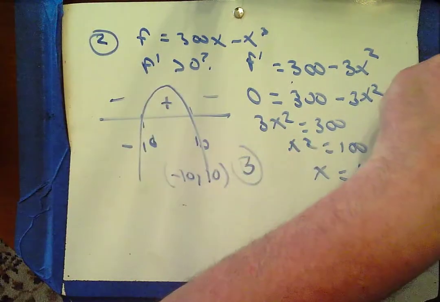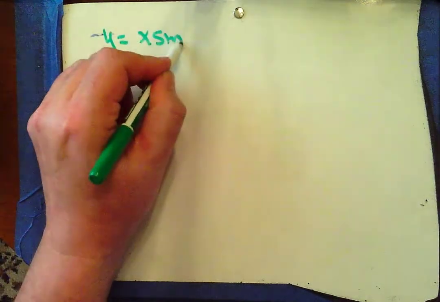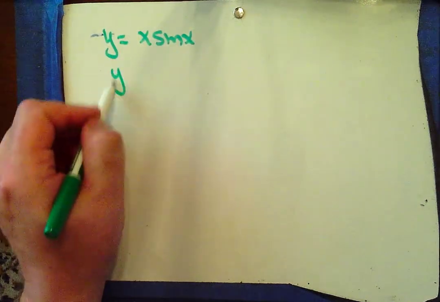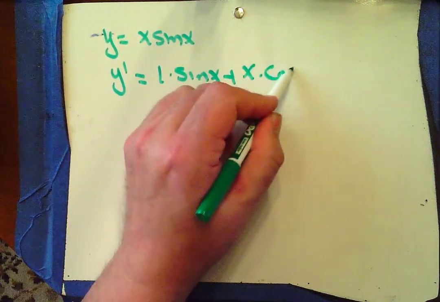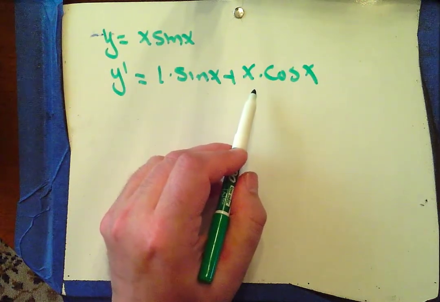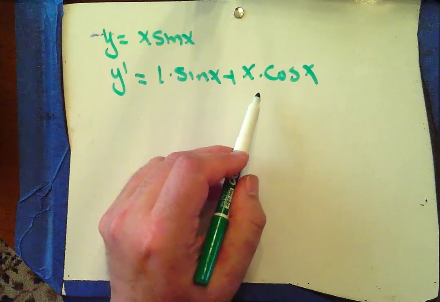Okay, problem number 1. Problem 1 says if y equals x sine x, then dy dx equals what? Well, this is product rule, so y prime is going to be 1 times sine x plus x times cosine x. Sine x plus x cosine x is our answer. Our answer for number 1 is B.